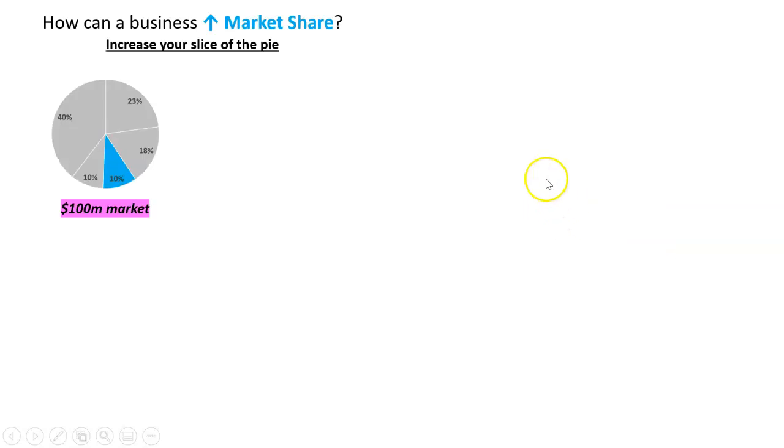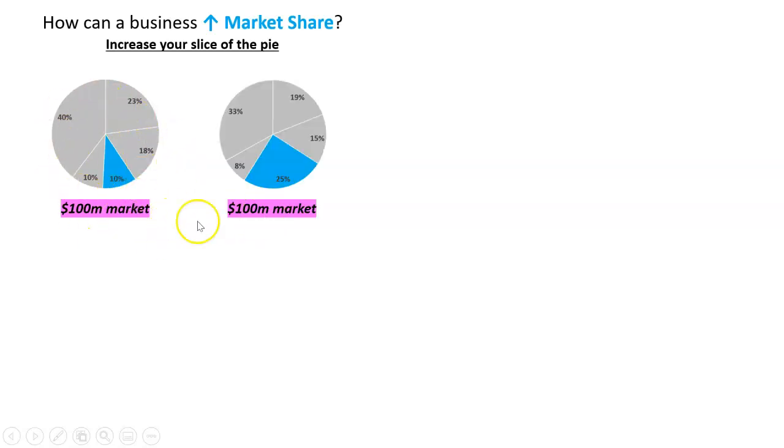How can we make market share go up? Now this gets a little bit tricky. How can you take a bigger share of the market? Well, one you can do is, let's say the size of the market isn't going to get bigger. Here's what it was last year. Here's what it was this year. It's 100 million. But we can increase our slice of the pie. So last year maybe we had 10% of the market of a $100 million market, and now we've got 25% of a $100 million market. How will we do that?